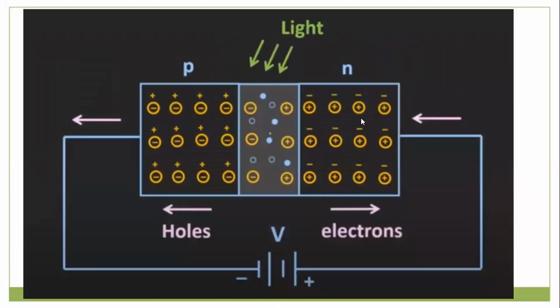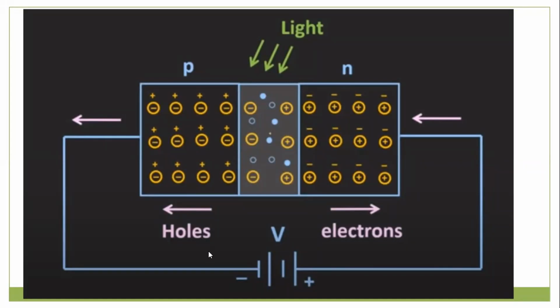If I take P-type material and N-type material, now what happens? First, initially, there is a barrier potential. When light falls on the junction, the light is going to free the electrons present in the barrier. Once the electrons become free, what happens? They start moving from one side to another side.